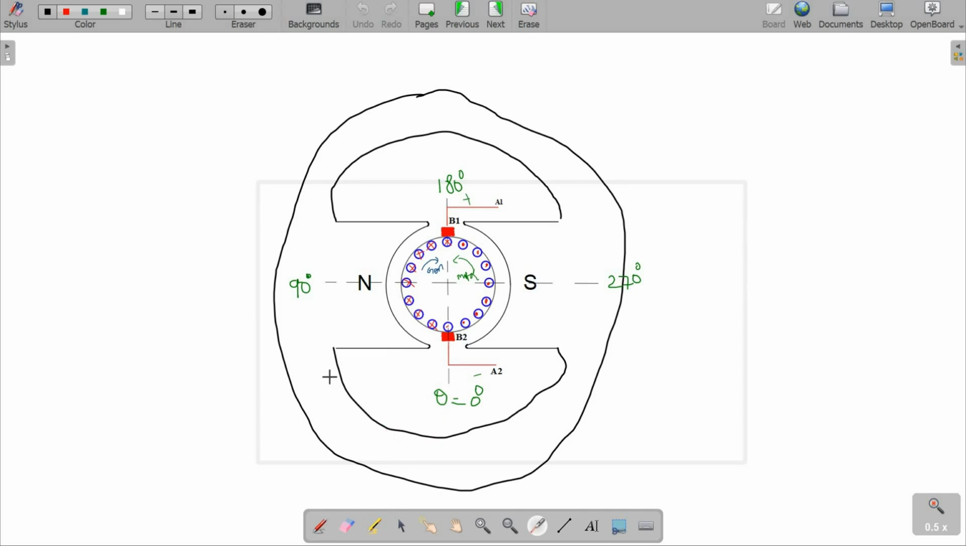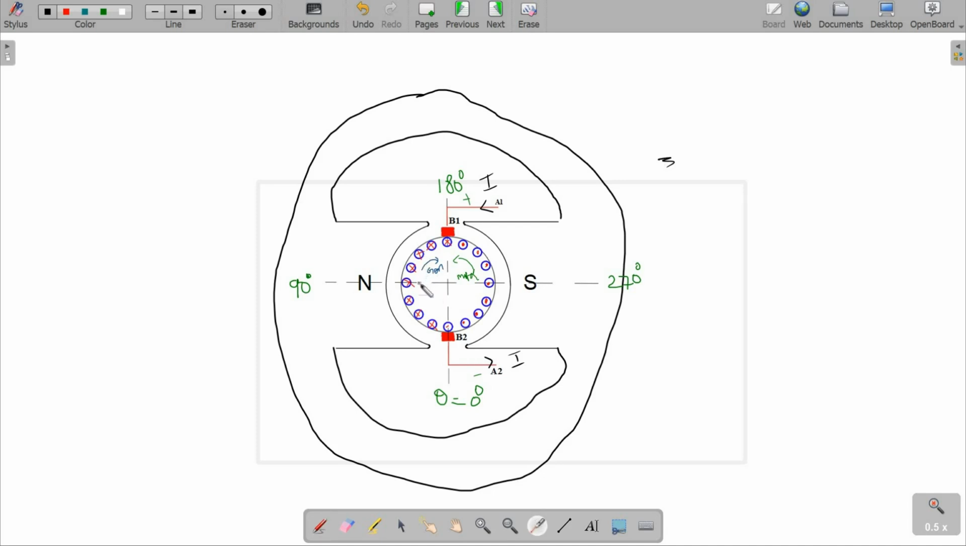Let us say I have started feeding some current I at the A1 terminal, and at the A2 terminal, I will receive the same current I back. So we already know that wherever the brushes are placed, on either side of the brushes, we will have the opposite direction of the current.